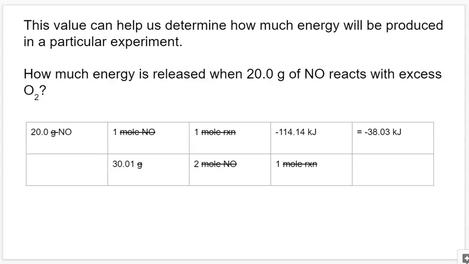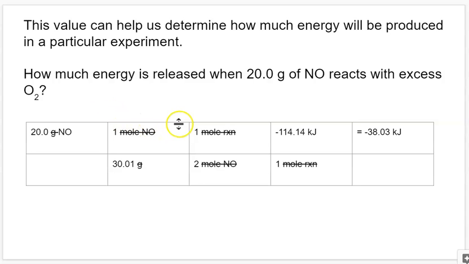Now, a place where sig figs are going to matter is if we are using this value in conjunction with a measured value. For example, say I wanted to calculate how much energy is released when 20 grams of NO reacts with excess O2. So I could start with my 20 grams. I can convert it to moles, and then I have my moles of NO.